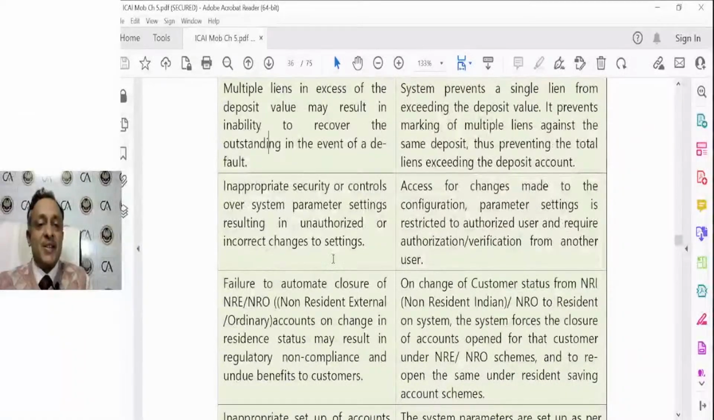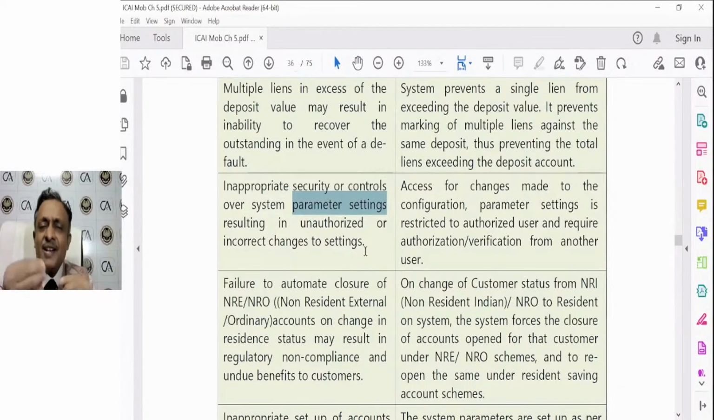Then, inappropriate security or control or parameter setting. Now please understand what is parameter setting. Parameter settings are the core settings that are done in the system which define an operation, which define a bank like that. So those settings are parameter settings. If anyone can change it, just take a very simple example. In cash credit loan, again, I'll be using some words. If they are not clear, ask in the chat, I'll explain, but it's good to understand.